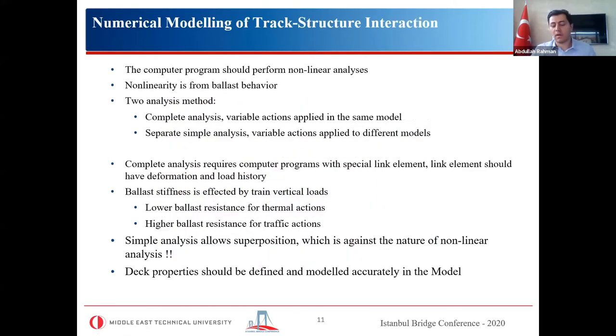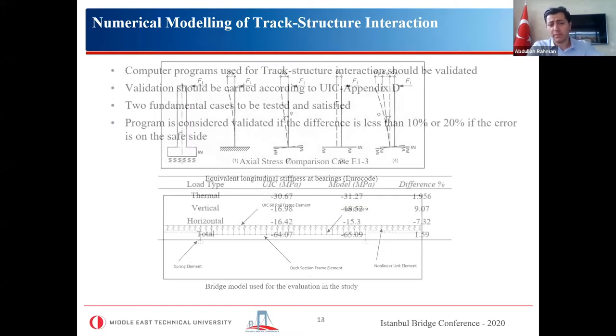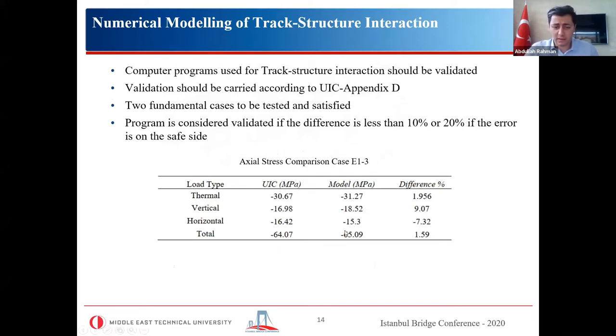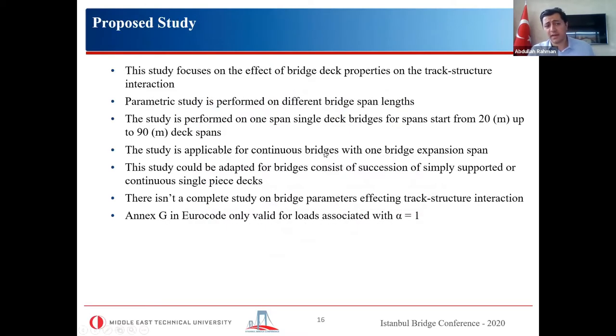Now, I will mention that when I started my study, you need to validate your model, and the UIC gave some benchmarks or case studies. If you perform them and the difference is less than 5% or 10%, it's okay, you can use the modeling process that you have used. So I made this study and this validation, then I took a look at their results and measured the difference at the very beginning of my study, then I continued my sensitivity analysis. As you can see, the differences are less than 10%, which is okay with UIC. After that, I started my study.